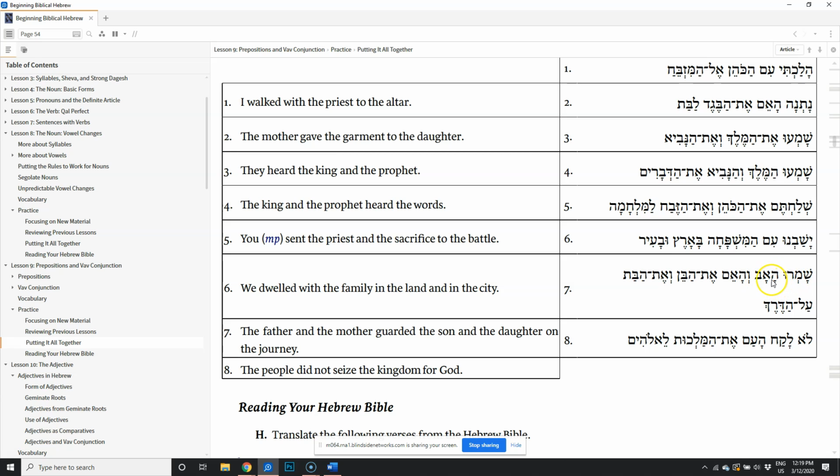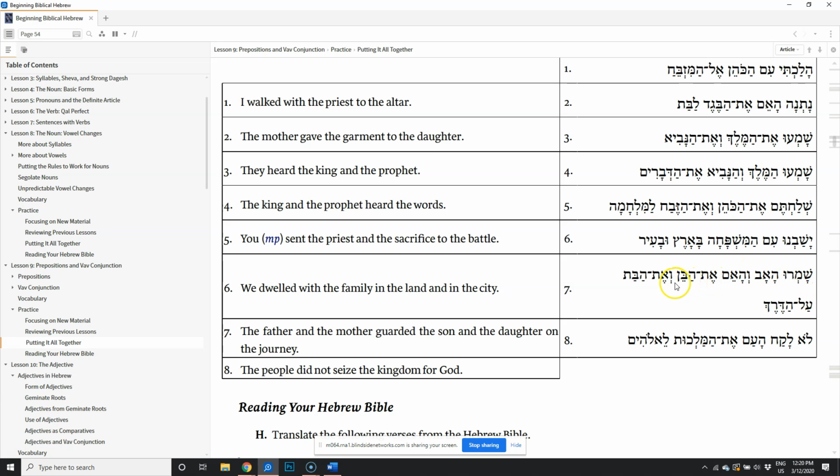I have ha'av. Now ha'av is singular. So ha'av can't be the subject of shamaru, but ha'av ve ha'em, that's plural. The father and the mother. That's 2 people, and so that can be the subject of shamaru. So here I have the father and the mother, guarded, watched, kept. What did they guard? What did they watch? Et here tells me it's the definite direct object of shamaru.